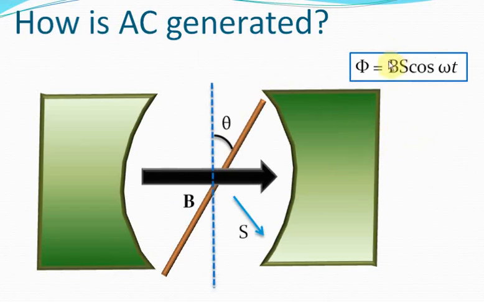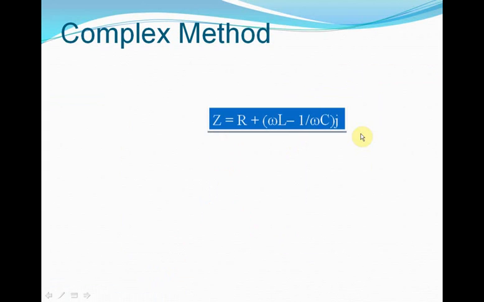That's because the angle between B and S, the angle between the magnetic field and the area vector of the coil, is omega t or theta, isn't it? Now, if the flux is phi equal to Bs cos omega t through the coil, then clearly at times we use the complex number system to depict impedance values better.